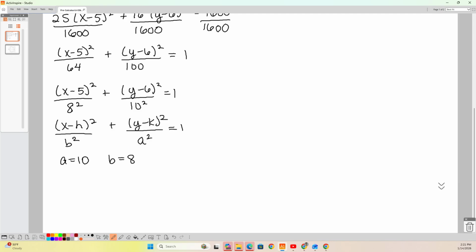All right. Let's talk about the center. The center is going to be (h, k). So h comes after the minus with the x. So after the minus with the x is 5. So h equals 5. And k comes after the minus with the y. So after the minus with the y is 6. So k equals 6. So the center is (5, 6).